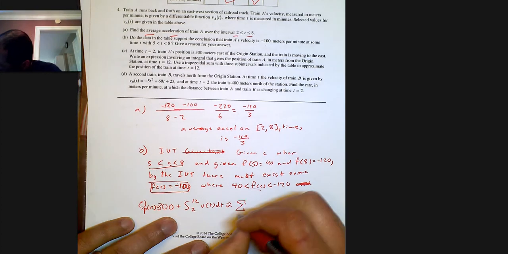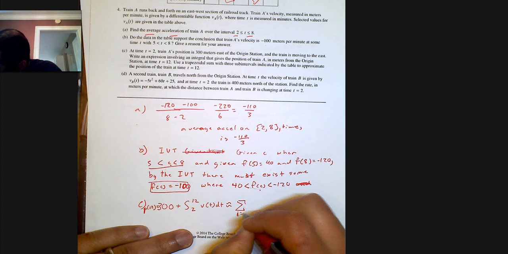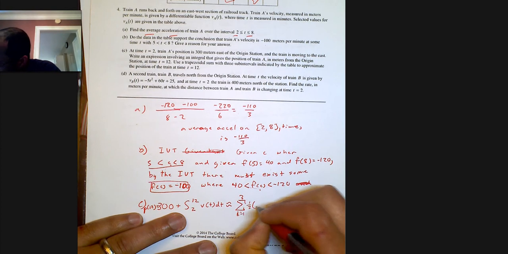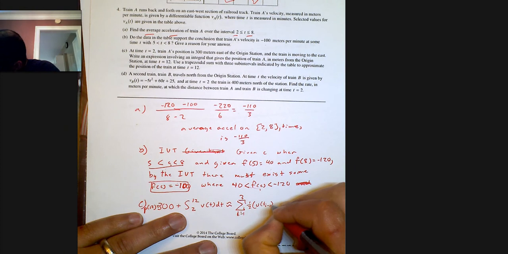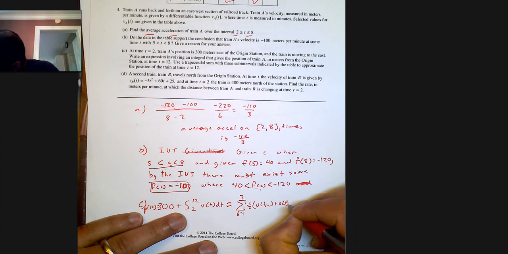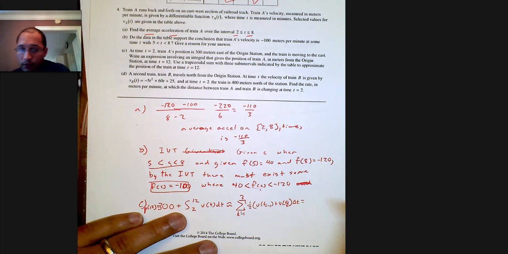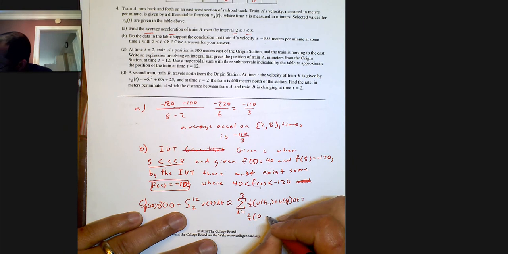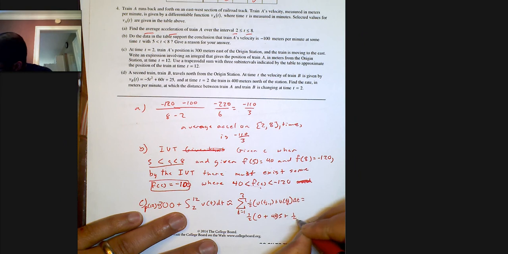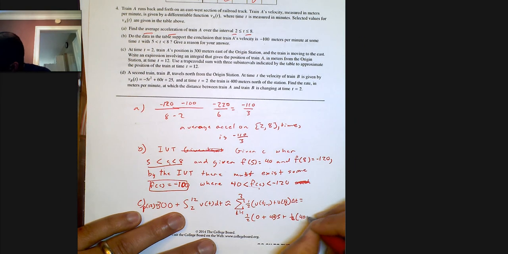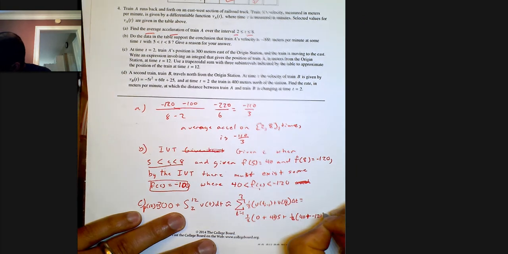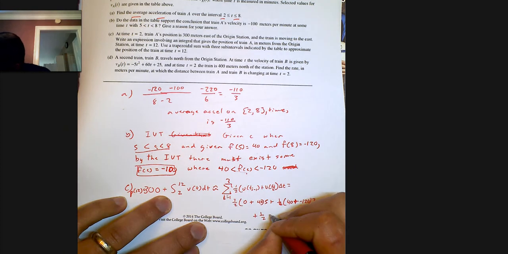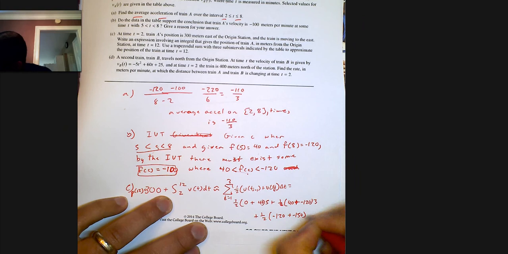Alright, so i equals 1 to 3. It's 1/2 v of t sub i minus 1 plus v of t sub i, times delta t. We just have to add up our 3 trapezoids. 1/2 times base 1, which is 0, plus base 2, which is 40, and the delta t there is 5. Plus 1/2 times base 1, which is 40, plus negative 120, times the change, which is 3. Plus 1/2 times negative 120 plus negative 150, times the height, which is 4.